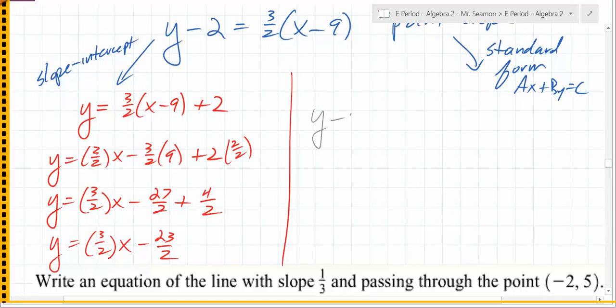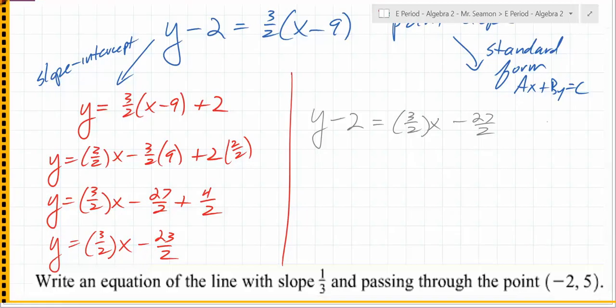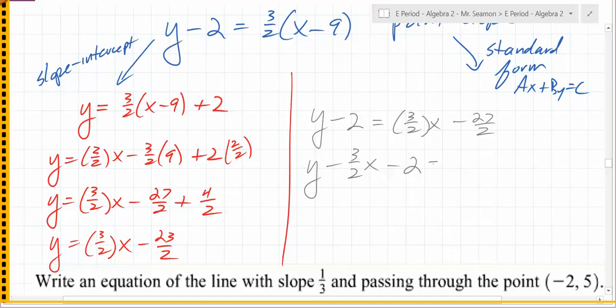Y minus 2 is equal to 3 over 2x minus 27 over 2. Now what do you think we should do? All the x's and y's need to be on the same side, right? So what should we subtract from both sides, Alex? So y minus 3 over 2x minus 2 is equal to negative 27 over 2.